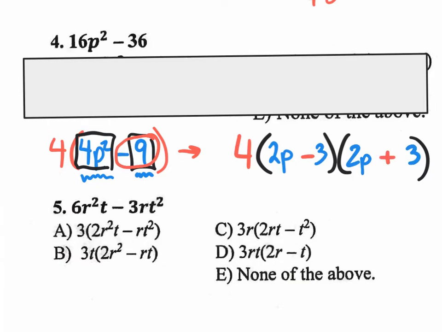Not only that, if I were to start distributing to check my answer, I need one to be negative and one to be positive so that when I combine like terms, the middle terms cancel out to get a perfect square binomial. If they were the same sign, the middle term would not cancel out and I'd end up with a trinomial. Let's move on to number 5.